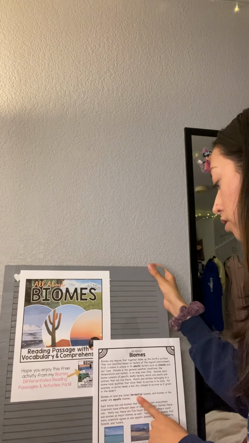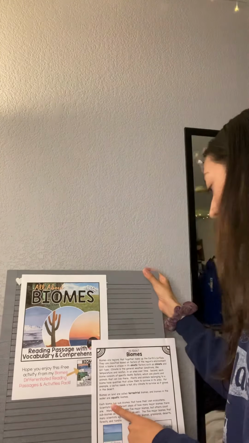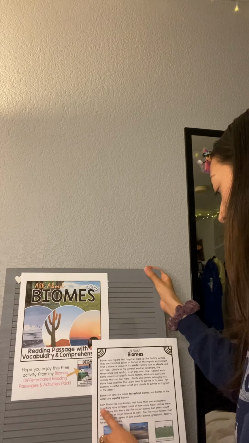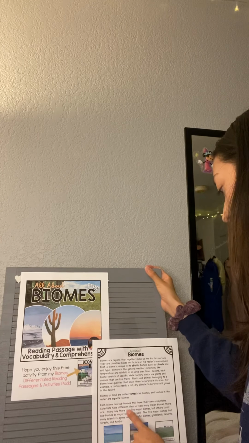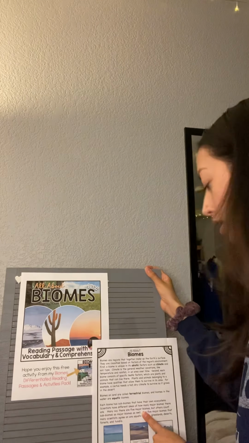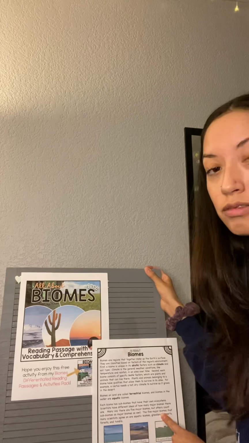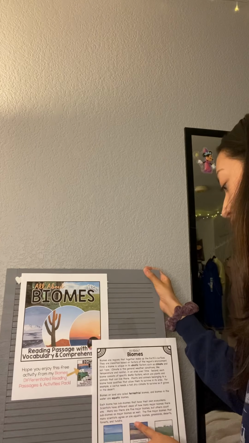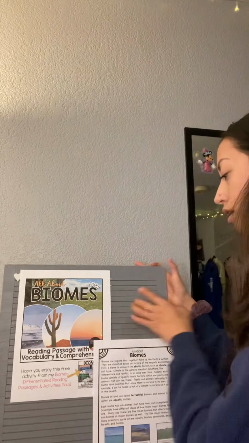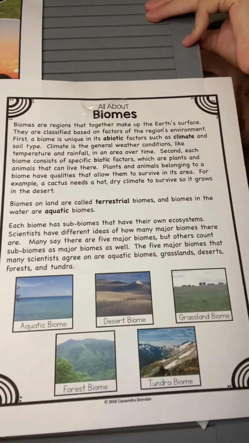Biomes on land are called terrestrial biomes, and biomes in the water are aquatic biomes. Each biome has subbiomes that have their own ecosystems. Scientists have different ideas of how many major biomes there are. Many say there are 5 major biomes, but others count subbiomes as major biomes as well. The 5 major biomes that many scientists agree on are the aquatic biomes, grasslands, deserts, forests, and tundra. And then it includes the pictures. So these are the pictures that it has for the different biomes.